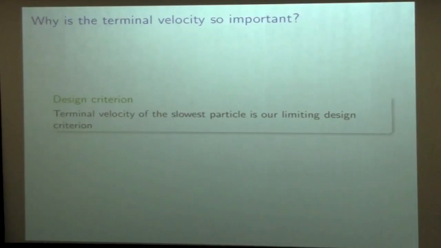So the main reason why we're after the terminal velocity is that's the key criteria that we're going to use to design the size of our sedimentation units. In today's class, we'll look at the equations for designing the cross-sectional area of the sedimentation basin. That's the key design parameter, the area of that sedimentation vessel. And the terminal velocity is what's going to limit that area. So it is an important value to have.